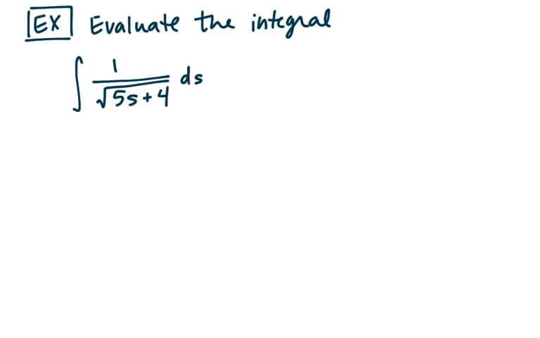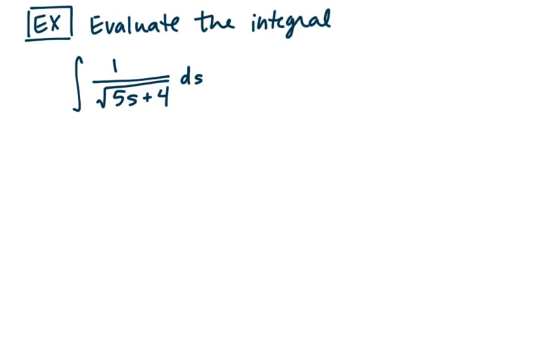For our second example in this video, we're going to evaluate another integral, again using the substitution method. So we're going to integrate 1 over the square root of 5s plus 4 ds. Now, according to my rules to choose u, I have both a denominator and something else under the radical. I have an expression under my radical called a radicand. So how do I choose u in this situation?